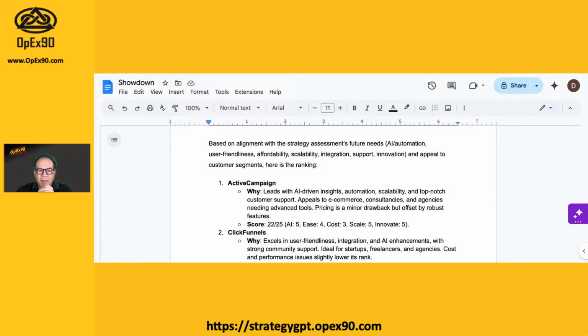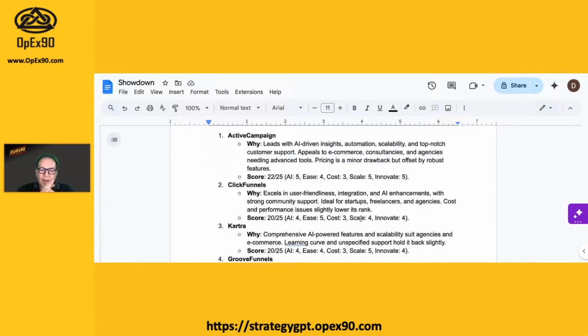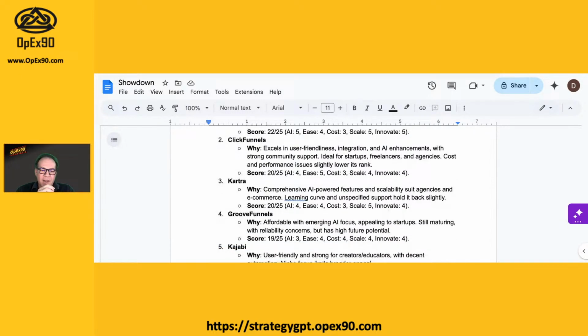So here it says ActiveCampaign is the way to go. This is the number one, and it even came up with a scoring system. It leads with AI-driven insights, automation, scalability, and top-notch customer support. ClickFunnels excels in user friendliness, integration with AI enhancement, and strong community support. Remember, AI and automation embedded in the product we know was critical, from the former strategic reviews that we did. And then here it has Kartra, with comprehensive AI-powered features and scalability, which suits agencies.